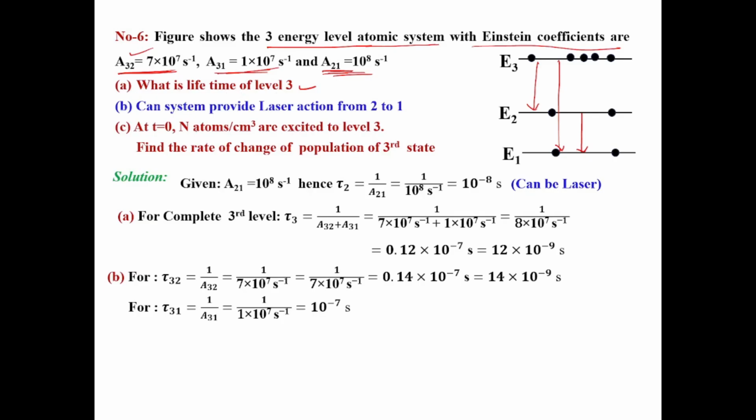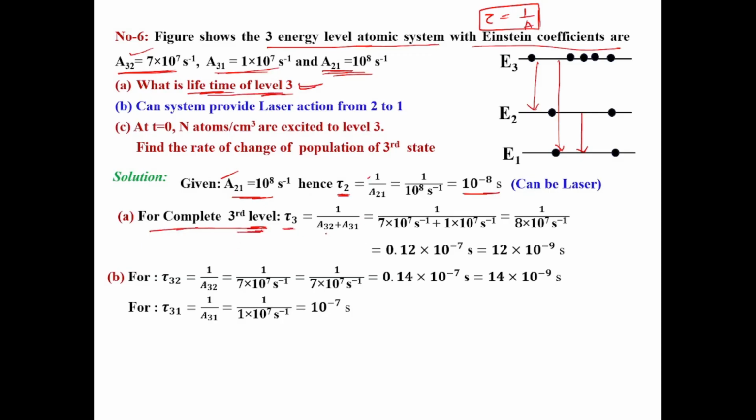So lifetime and coefficient of spontaneous emission are reciprocal, so lifetime is nothing but 1 by A, right? It asks what will be the lifetime of level 3. Here these are the values, A21 means 2 to 1, so tau 2 will be this much. For the complete third level, what will be the lifetime of level 3, it is asked. For the complete third level, what will be tau 3?